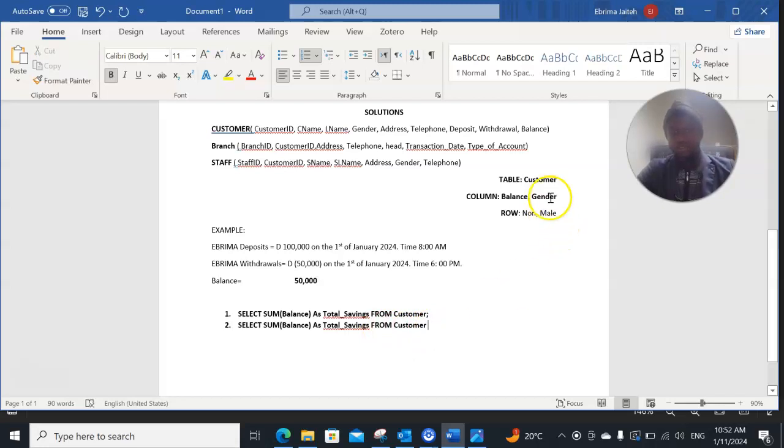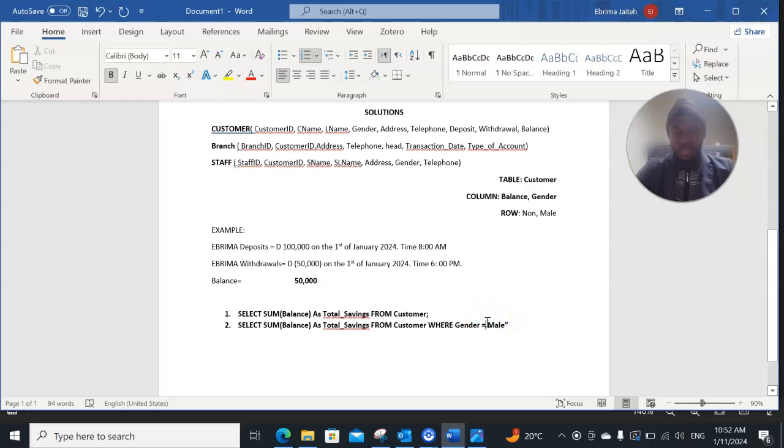Now the question says the gender must be male, isn't it? So I'm going to write a condition. WHERE is also an SQL command which is used when you want to bring a condition. So where gender is equal to what? Gender equals to male.